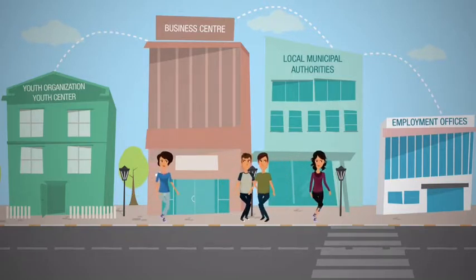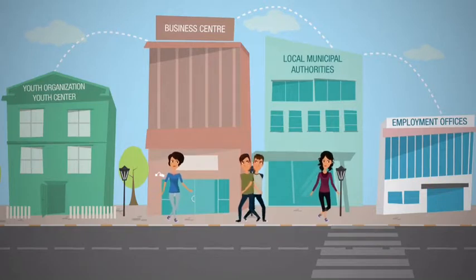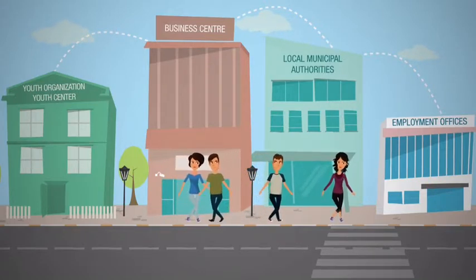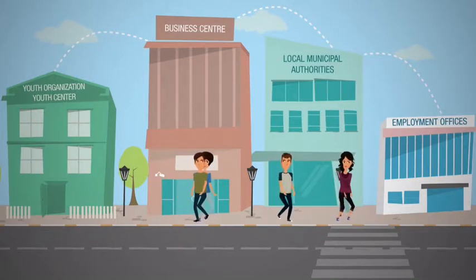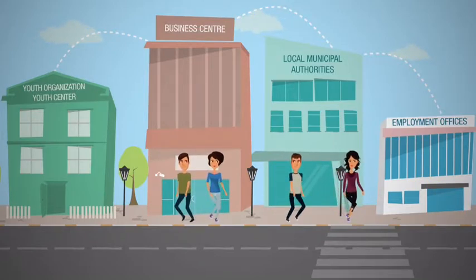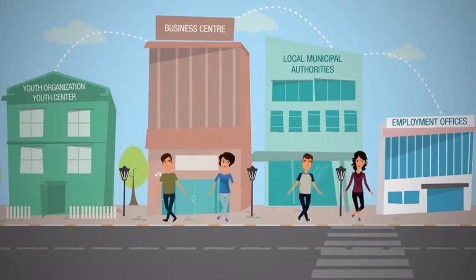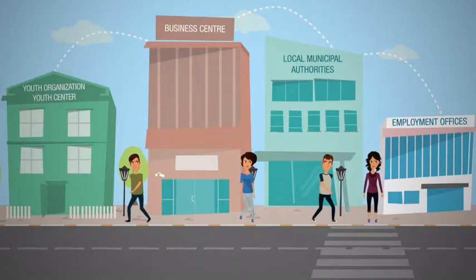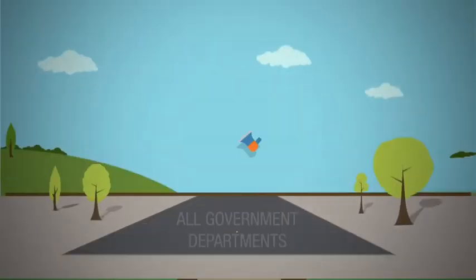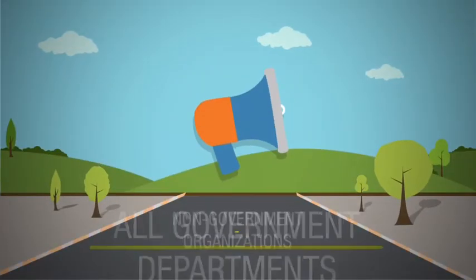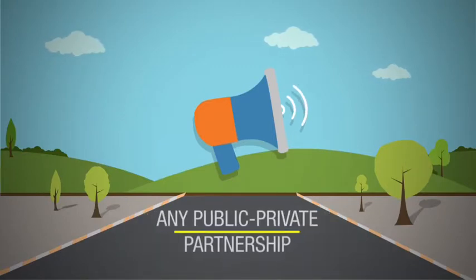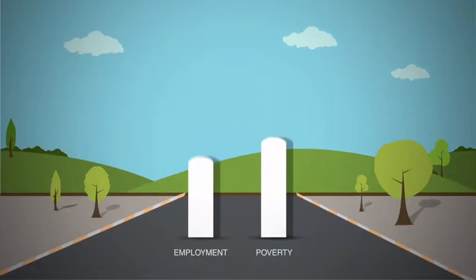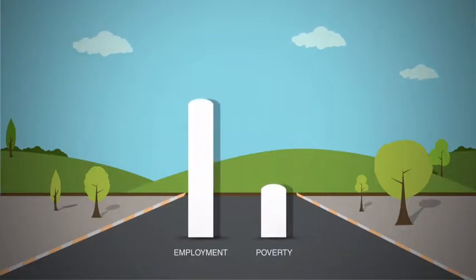Who are the local institutions in the case of Kosovo? It is the Ministry of Labor and Social Welfare, the Ministry of Youth, Culture and Sport, local municipal authorities, employment offices, youth organizations at central and local level. However, the initiative to implement the OG approach is not limited to these institutions only. We invite all government departments, non-government organizations, or any public-private partnership to learn about the approach and use it in the communities to address the challenges they face, alleviating poverty.